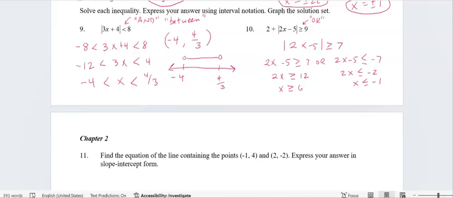So using interval notation, I'm just going to go with this one first. So all the numbers to the left of -1 would look like this. And in this case, we're including -1. And then we're going to combine that with all the numbers bigger than 6, including 6. And then the graph would look like this. So we have -1, we have +6. So we have including -1 going to the left, and then including 6 going to the right.